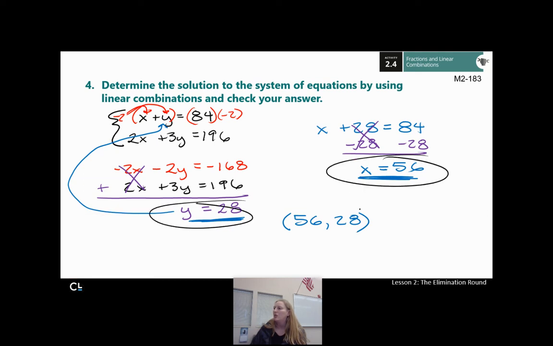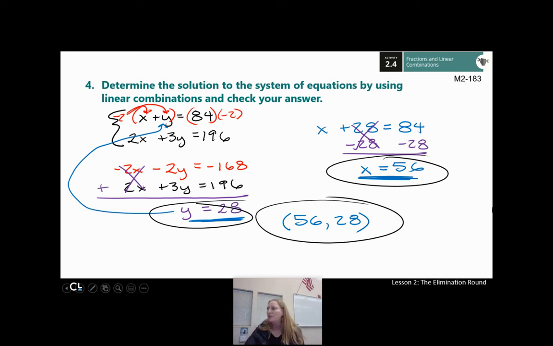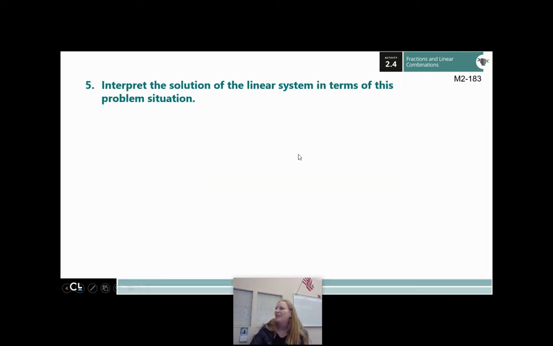So we've got our x, we've got our y. And again, if you wanted to, you could put it into an ordered pair. Just remember that x comes first. Oh, but remember, x and y stood for something, right? So I would like you to interpret our solution. We just found this 56 and 28. What are they? Interpret the solution in terms of the linear system. In terms of this problem situation, what is it that we just found, people? Go ahead and hit pause, write it down, hit play when you're ready to check your work.